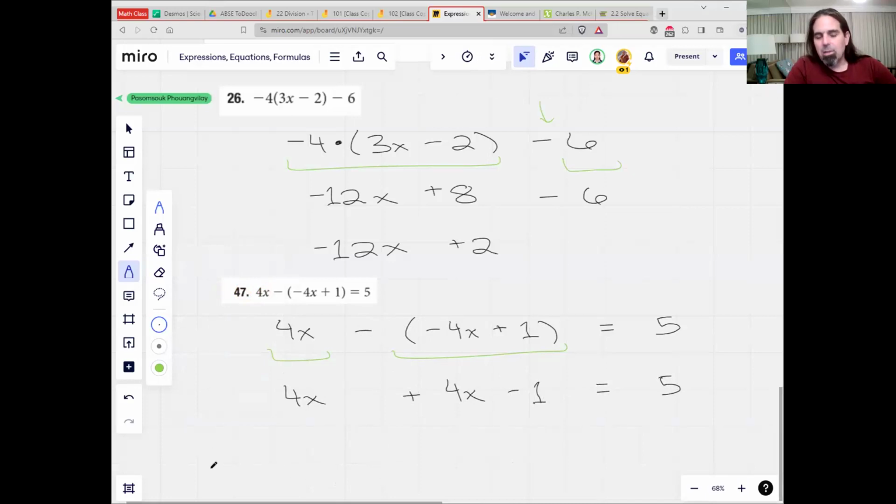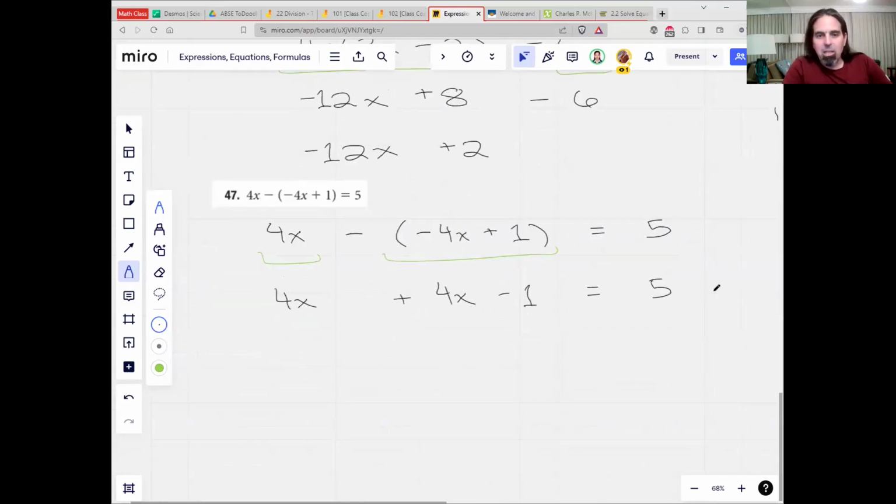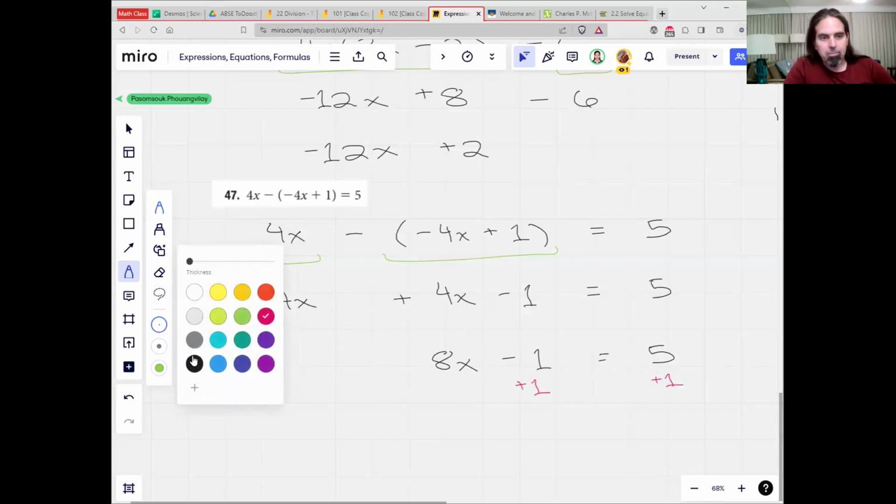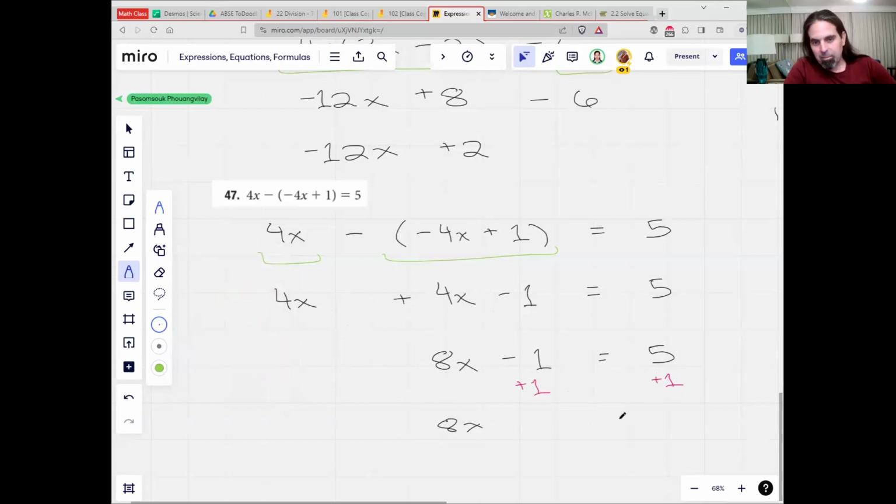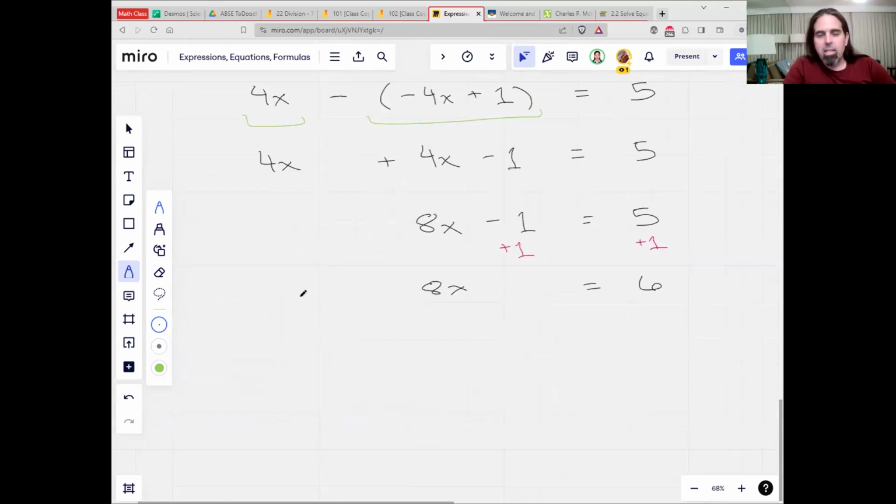Everyone okay so far? So if I have 4 of something and 4 of the same thing, I have 8 of those things. It doesn't matter what they are, if they're x's or elephants or oranges. 4 of something and 4 more of them is 8 of that. And to both sides of the equation, I can add 1. I'm allowed to do that. And now I have 8x equals 6.